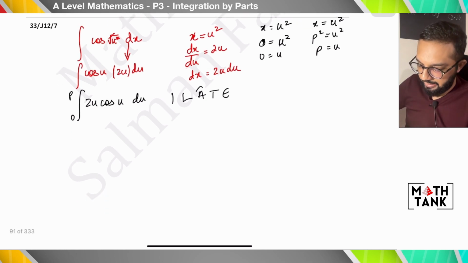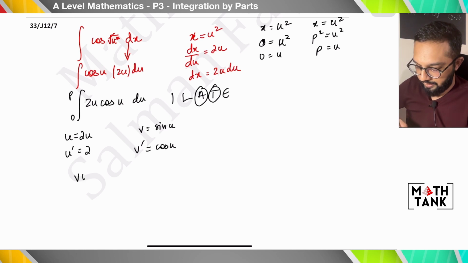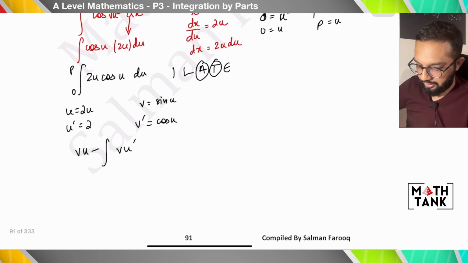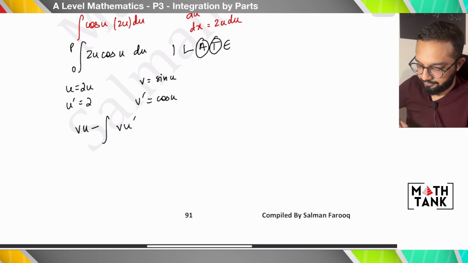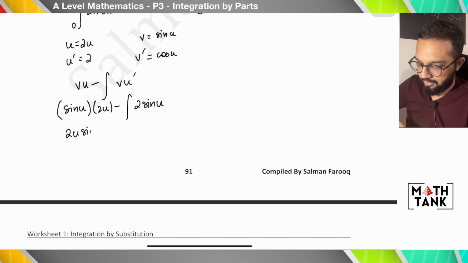Okay, then I use ISOLATE. I have algebraic and trigonometric. I'm going to say that my u is 2u. This is the u from the ISOLATE formula, and v dash is cos u, so v is sine u, and u dash is 2. So uv minus integration of v u dash: sine u into 2u, minus 2 into sine u. So sine u gets integrated to minus cos u, and I have my limits 0 to p.